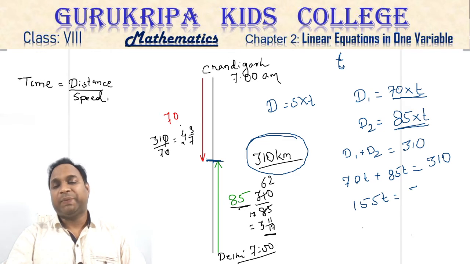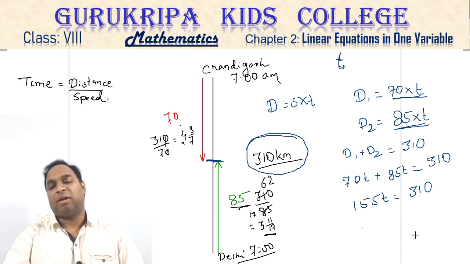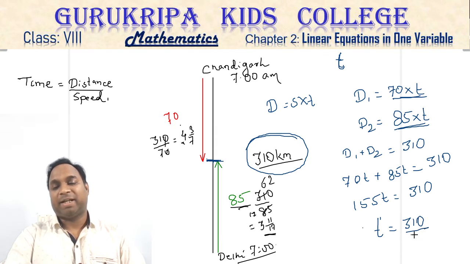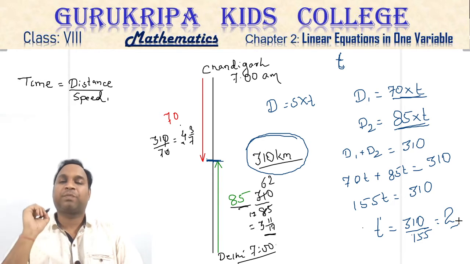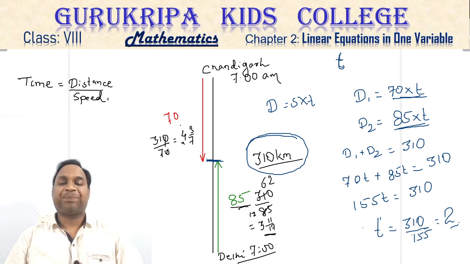155t is equal to 310. If you don't understand how I will solve it, just see it. We will discuss it in a lot more detail in some time. So t is equal to 310 divided by 155, that is equal to 2. Means after 2 hours, the trains will meet each other.